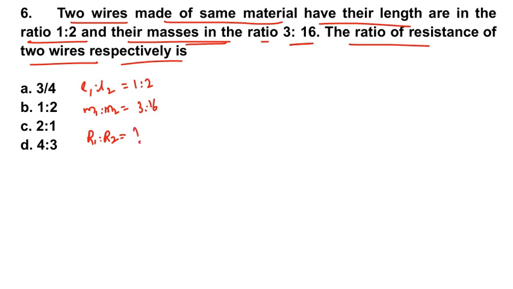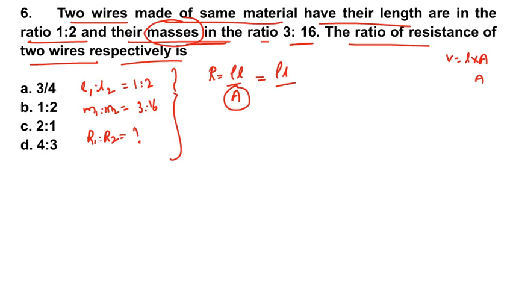Same model, just derive the required formula from the actual one. R equals rho L by A. So resistance, length, area. In terms of area, he has not given; he has given it in terms of masses. So we need to convert this into masses. Based on the previous question, volume equals length into area, so area can be written as volume by length.